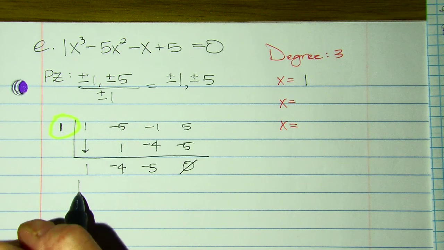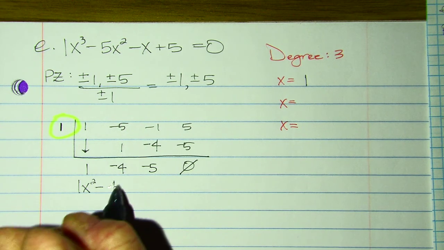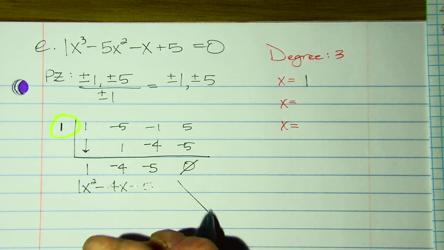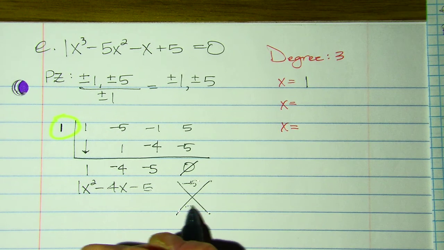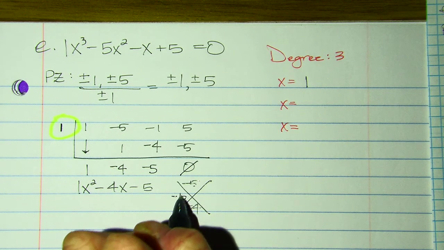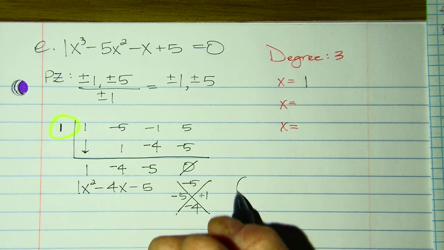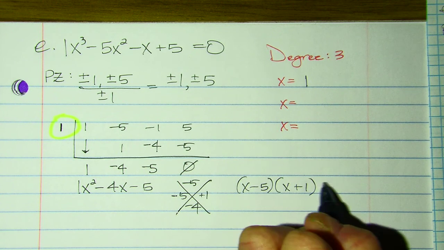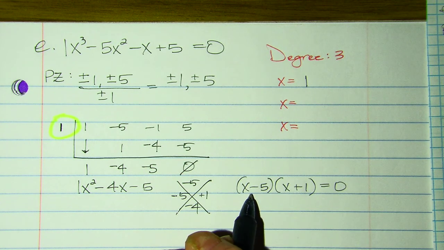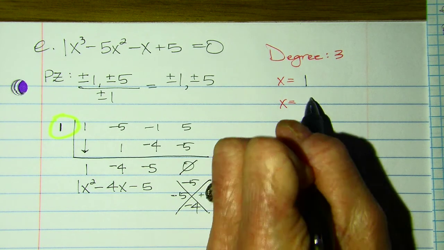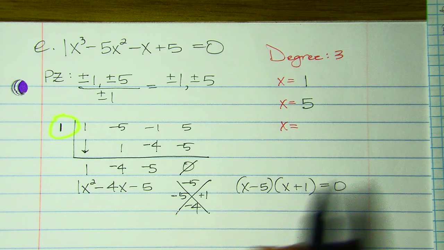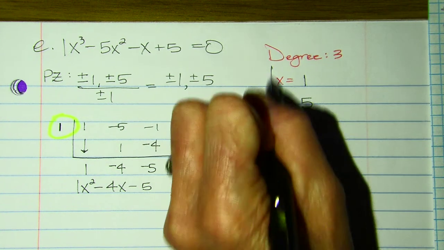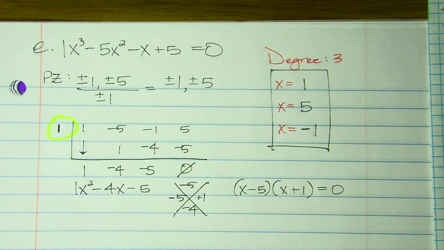Now I'm going to write my new polynomial and factor it. So my factors are negative 5 and positive 1. Now remember, these are my factors, not my solutions. You have to look at it. What would make 0 here? A positive 5. What would produce 0 here? A negative 1. So my solutions are 1, 5, and negative 1.